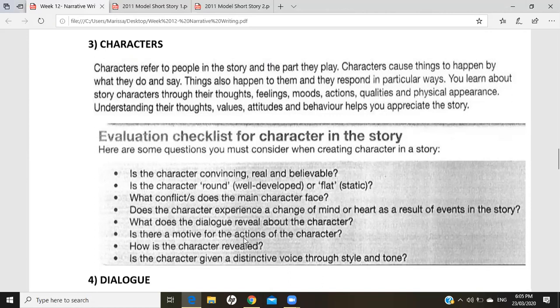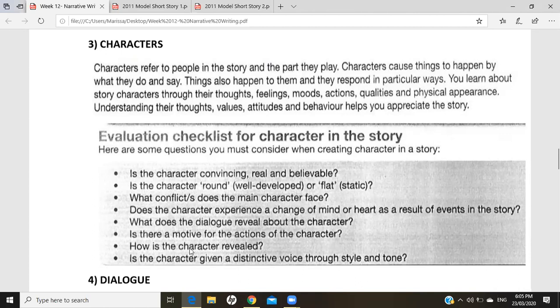Is there a motive for the actions of the story, of the character? So whatever the character is doing, make sure you say or justify why the character is behaving this way. So is there a motive? Is there a reason as to why the character is always angry? Is there a reason why the character is always sad?